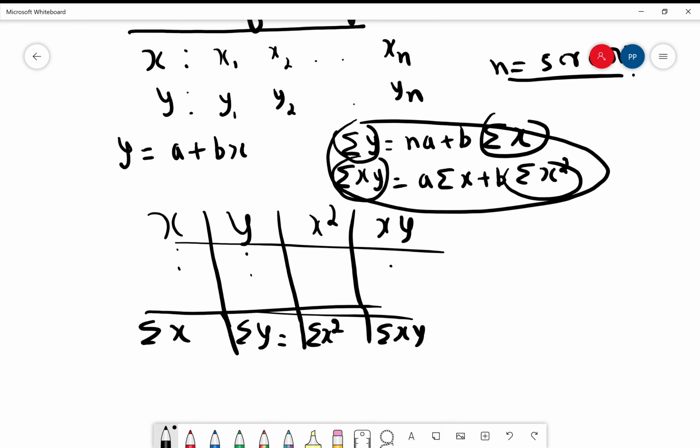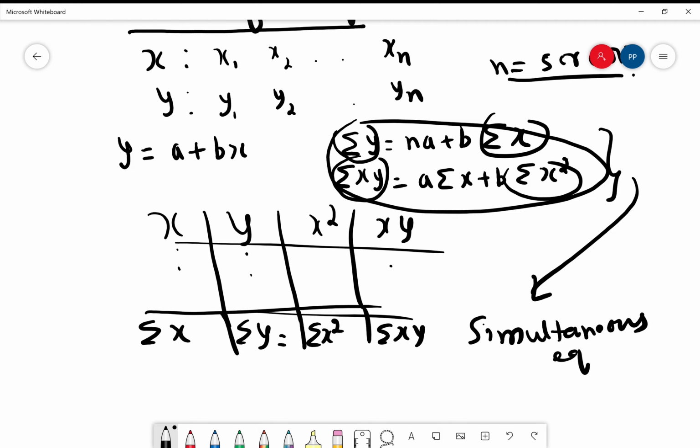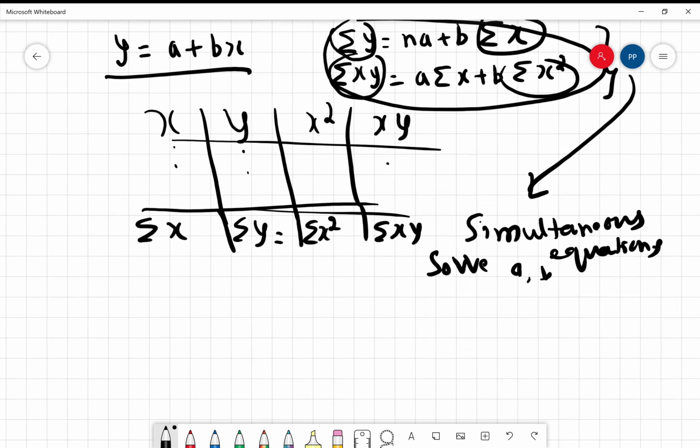Now you substitute here. This reduces to two simultaneous equations. Solving them, we are getting a and b, and substitute in this equation to get a straight line.